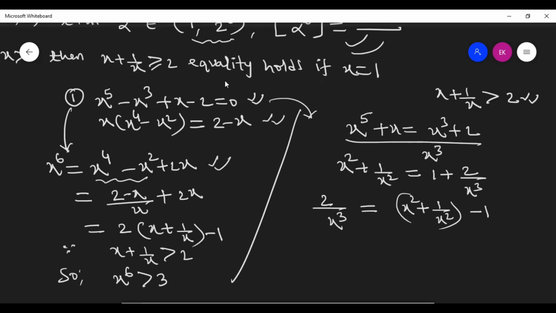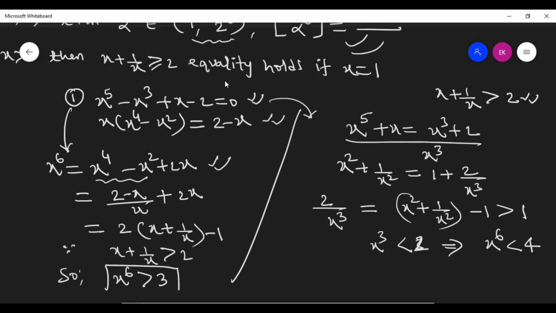x square plus 1 by x square is always greater than 2, so this overall expression is always greater than 1. So by taking the reciprocal, we can say x cube is less than 2. Hence, x to the power 6, we will take a square on both sides. So x to the power 6 is less than 2 squared, which is 4.